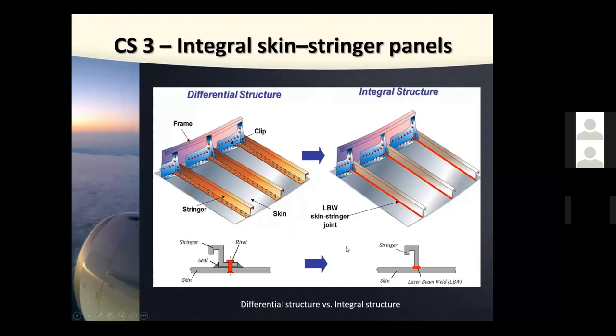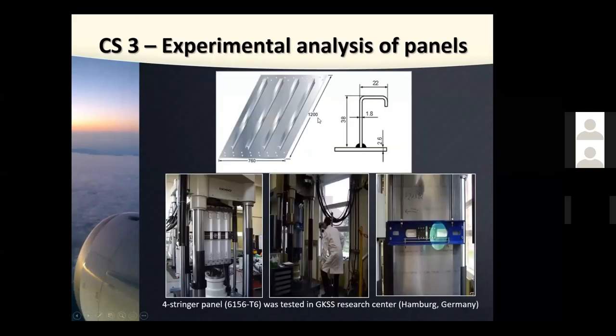So, differential versus integral structures. And then they tested in their facilities in the GKSS Research Center in Hamburg, Germany. They tested, I believe, at least 20 or 30. So this was in 2003. These new panels with the laser beam welded stringers, you can see here on the image.